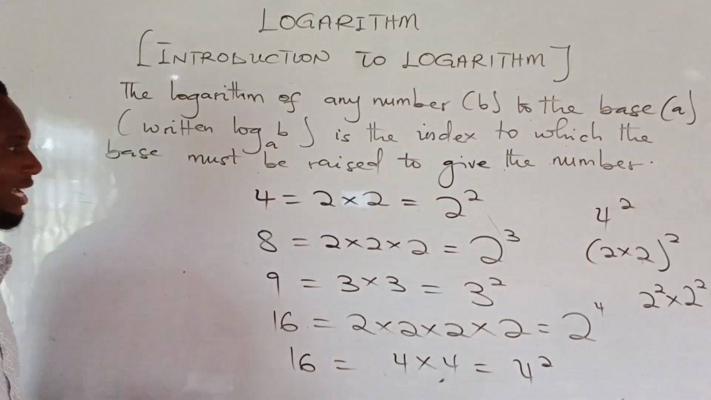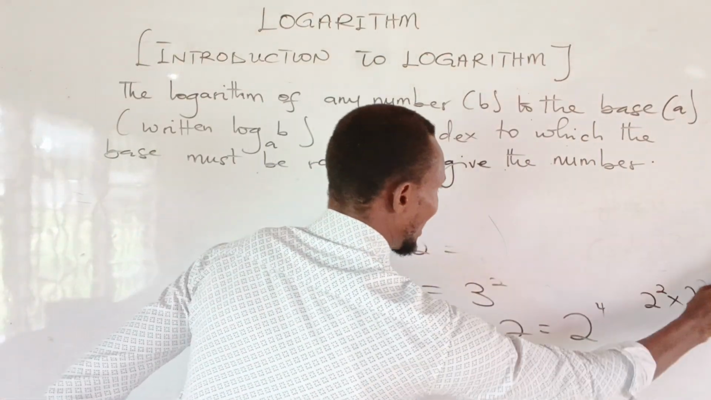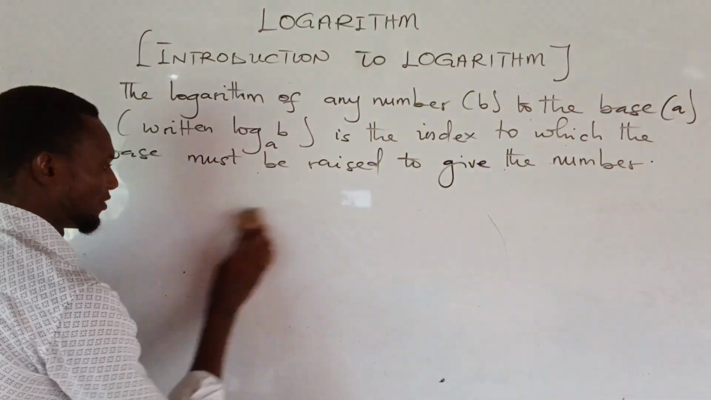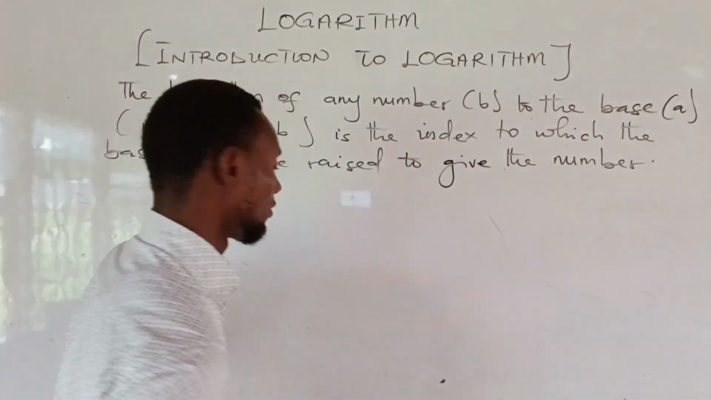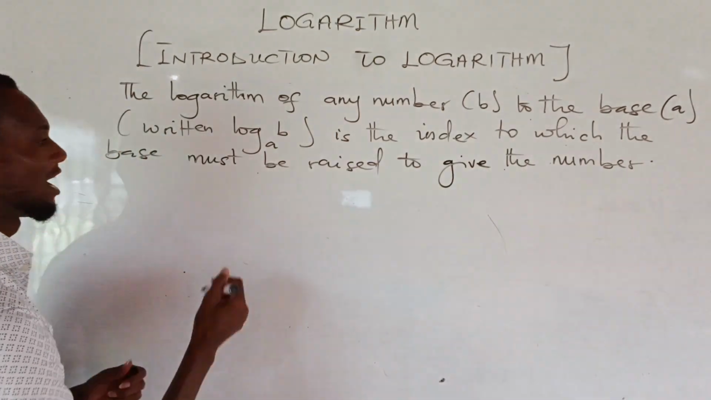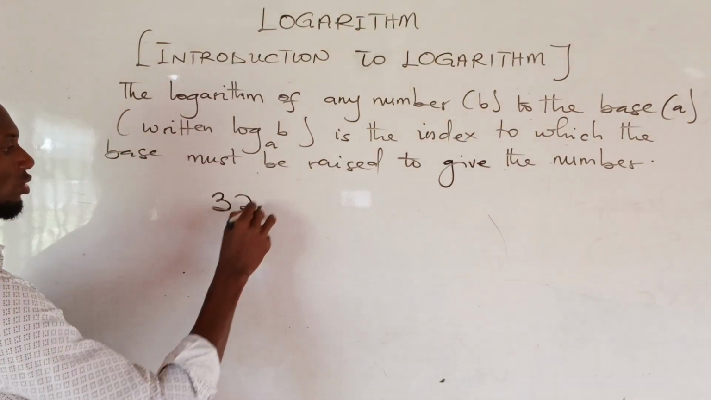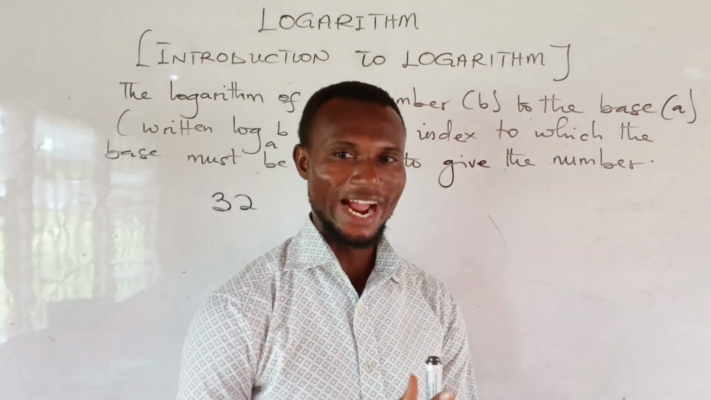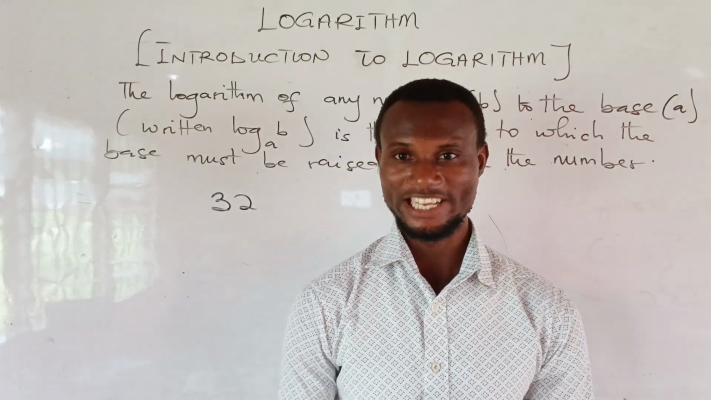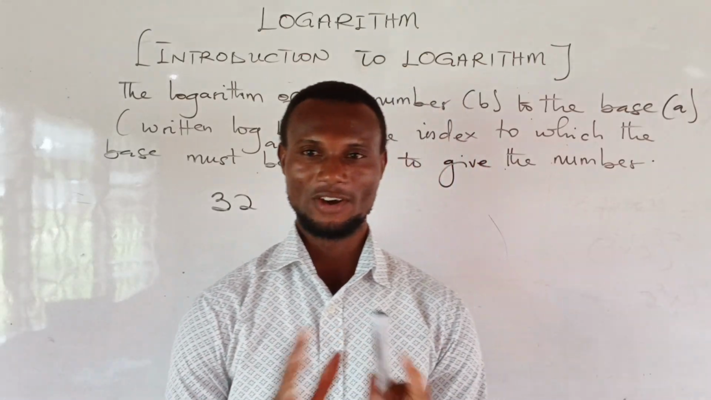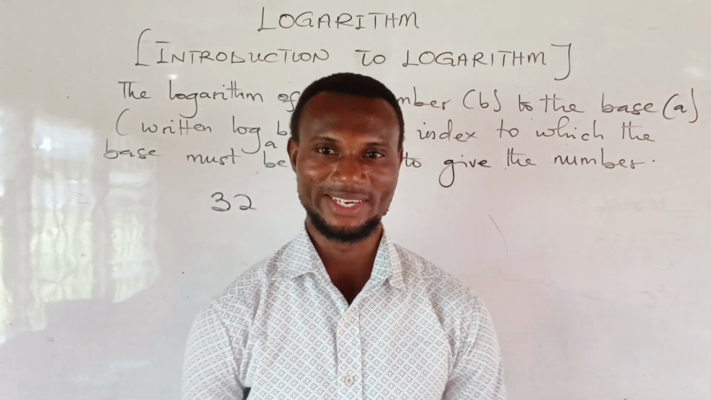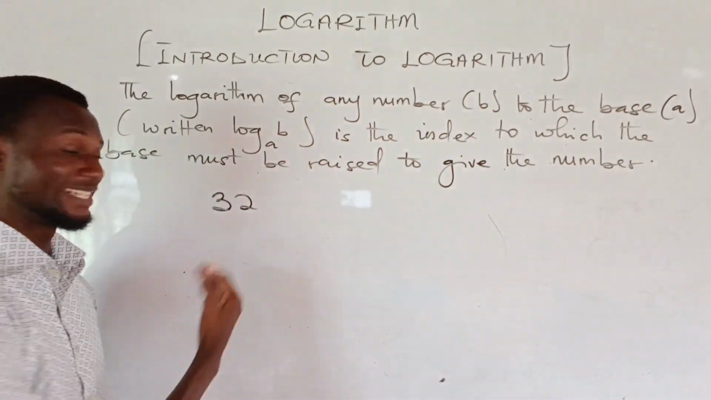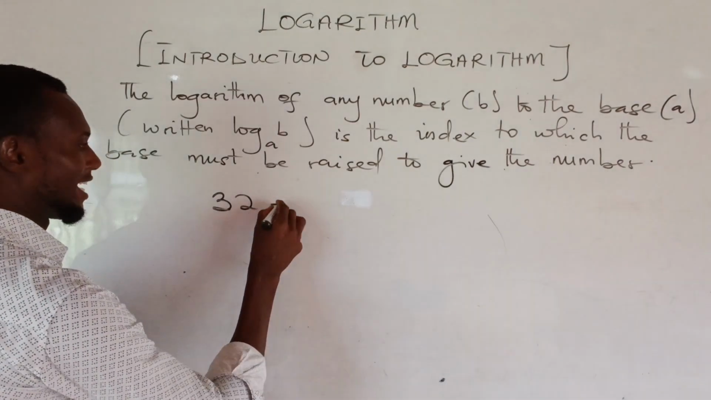Now let me clean the board and let me take one example or so and use it to derive the understanding of the logarithm. Okay, let's say I have 32 on the board, and I'm asking you to write the 32 in index form. By now, I know that all of you can attempt it. So which number will multiply itself several times to give the 32? And that will be 2.